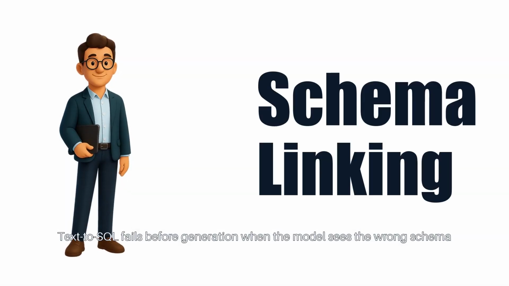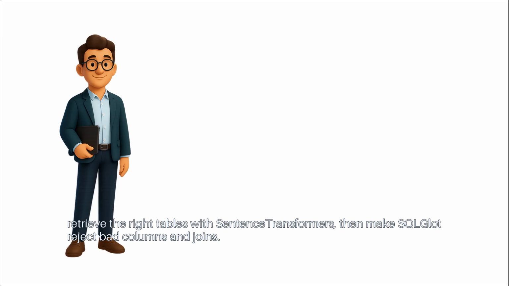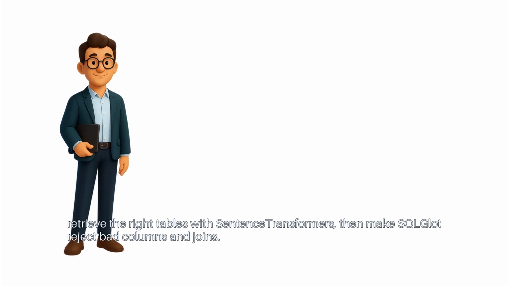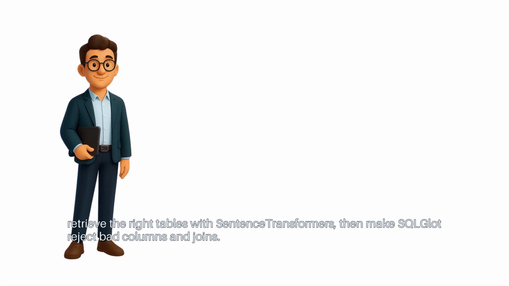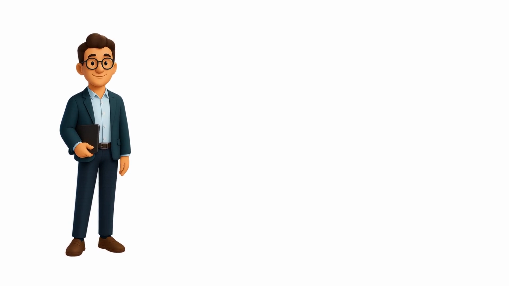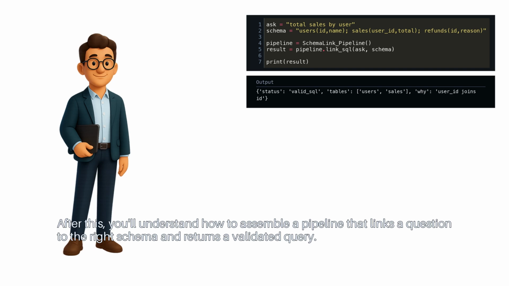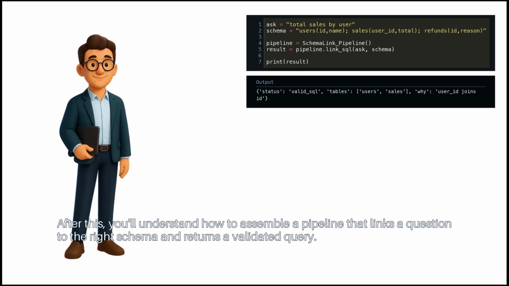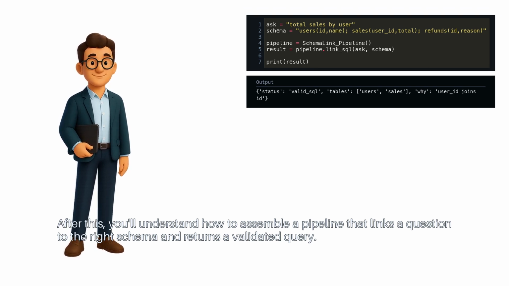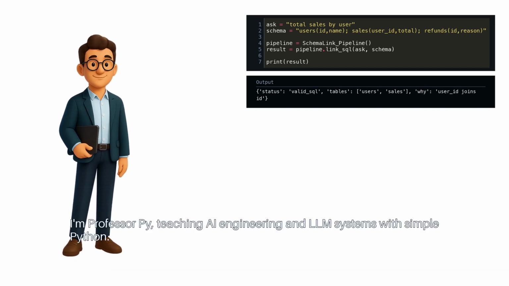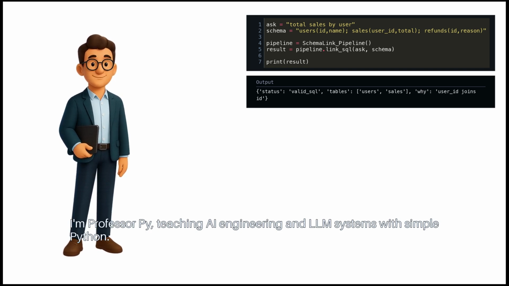Text-to-SQL fails before generation when the model sees the wrong schema. Retrieve the right tables with SentenceTransformers. Then make SQLGlot reject bad columns and joins. After this, you'll understand how to assemble a pipeline that links a question to the right schema and returns a validated query. I'm Professor Pi, teaching AI engineering and LLM systems with simple Python.